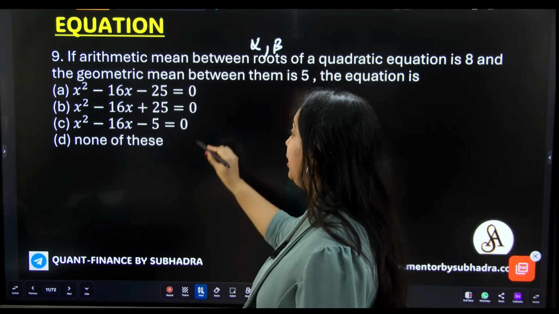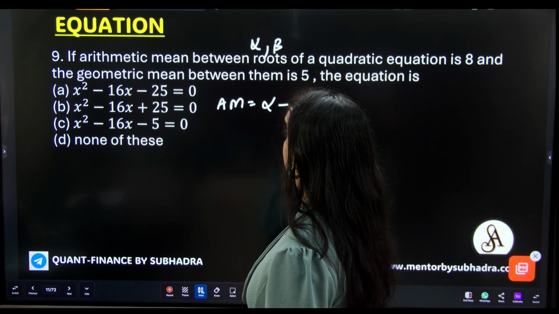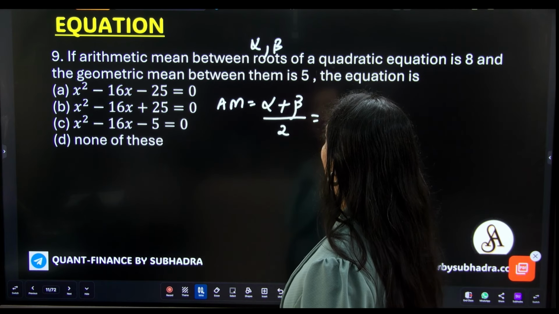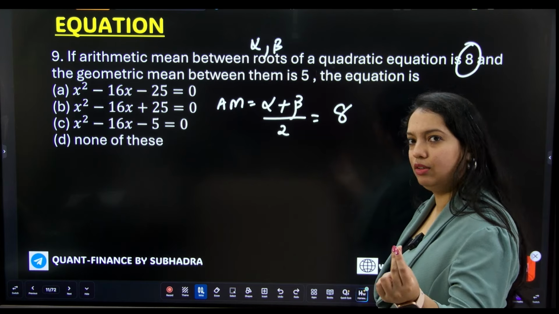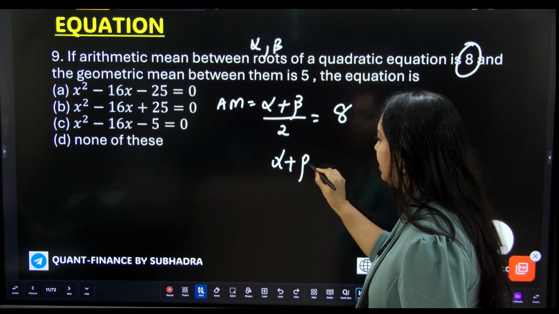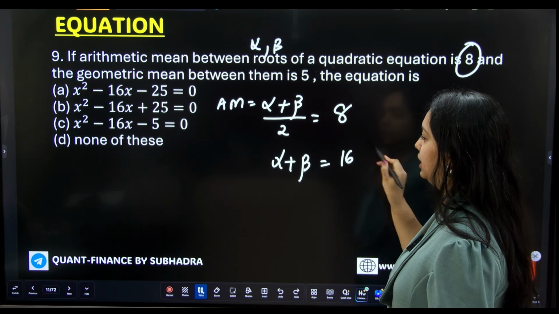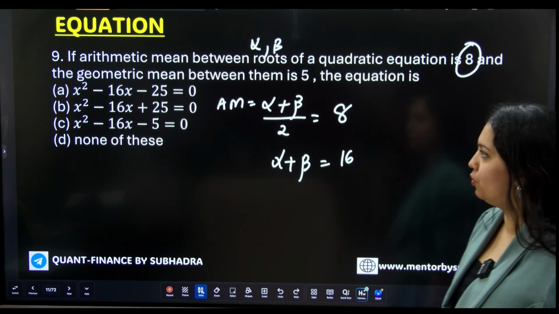What do you mean by arithmetic mean between two numbers? A plus B divided by 2. So alpha plus beta divided by 2. The arithmetic mean value is given as 16. Then what is alpha plus beta? Cross multiply, 8 2s are 16. This is our information one.